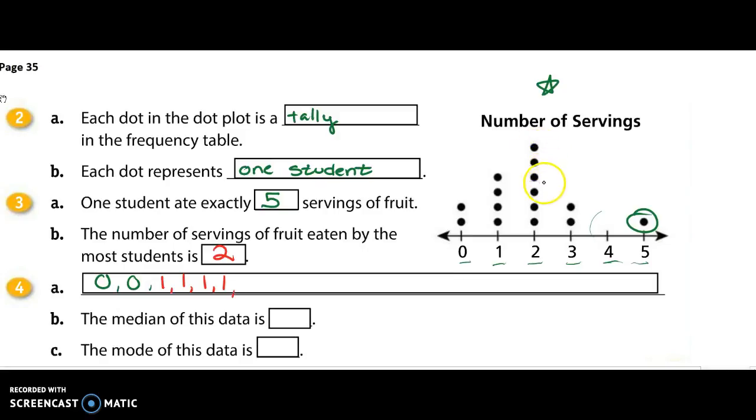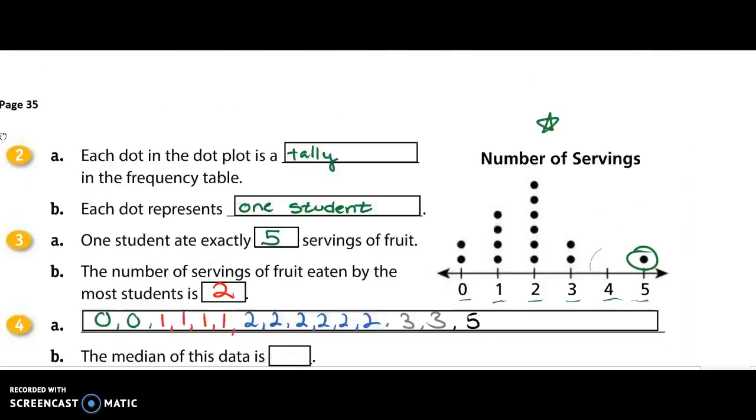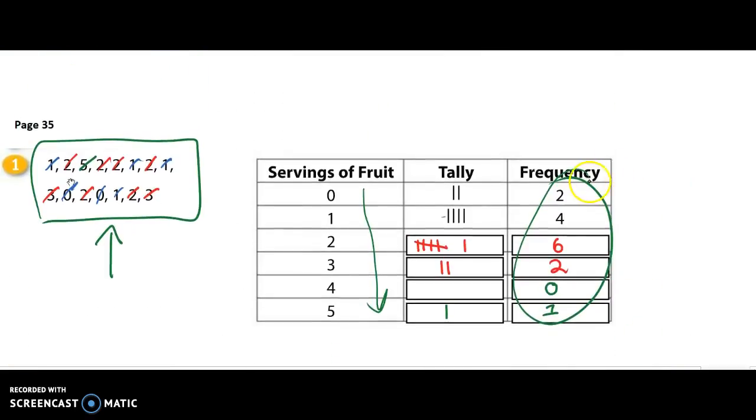How many 2s should I write? 1, 2, 3, 4, 5, 6. So 1, 2, 3, 4, 5, 6 2s. I've got 2 3s, and I have no 4s and just one lonely 5. So now my data, all of it, all of my separate points are in order from least to greatest. And if you notice, this does match the frequencies we had in our frequency chart.